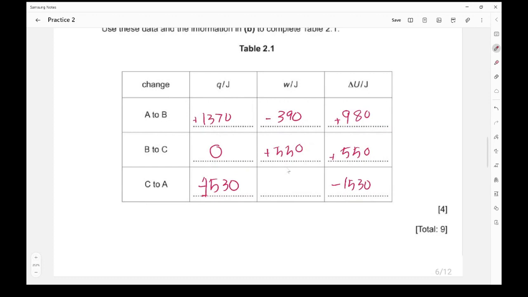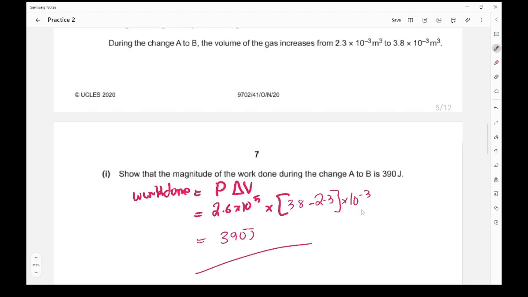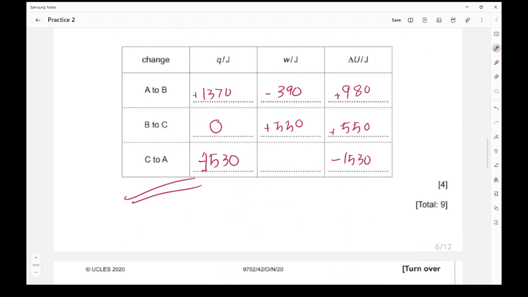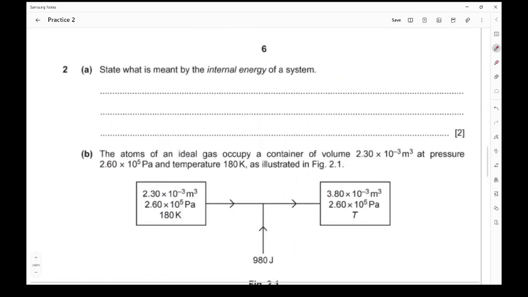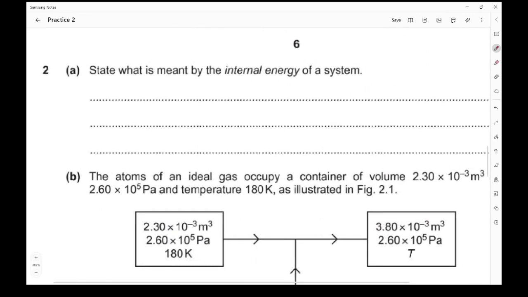So this makes sense. This question is done. Let's just move on to the next question. Okay, guys, so this is a question that we are going to be solving right now.